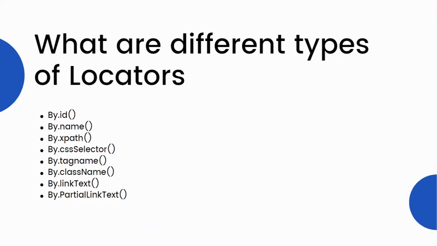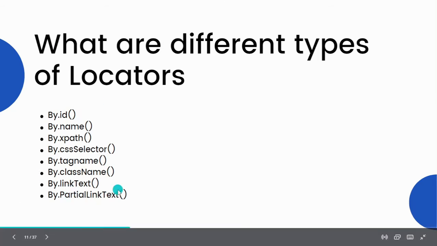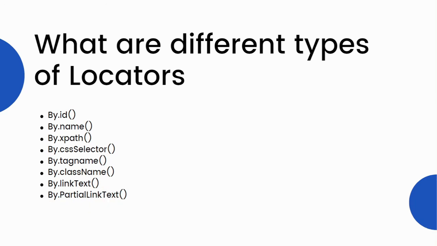So to say it precisely, we can answer that the different types of locators in Selenium are by ID, by name, by xpath, by CSS selector, by tag name, by class name, by link text, and by partial link text. And if you want to know how to use these locator techniques, please go to the video which I have referred you to previously. I'll also share the link of this video in the description so that you can refer to it.